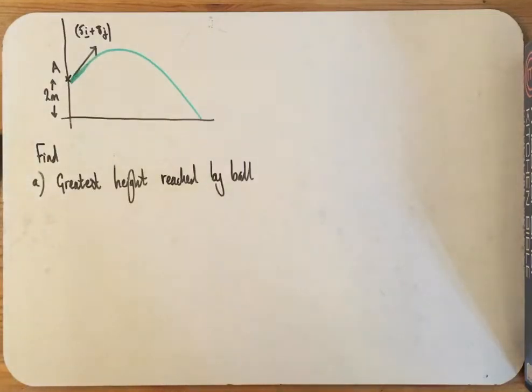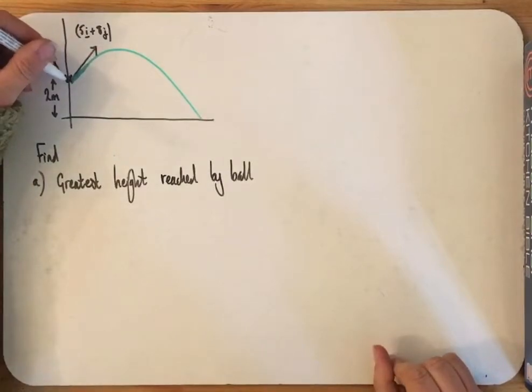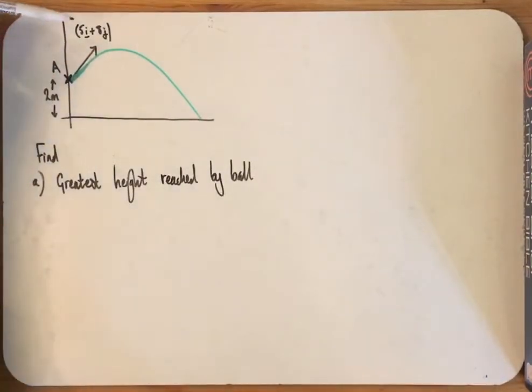This question just brings in vectors a little bit, I suppose. So I haven't bothered with the context. We've got a ball being hit by a racket, I think, from a height of 2 meters above the ground, and this is already in component form. So the velocity is 5i plus 8j.